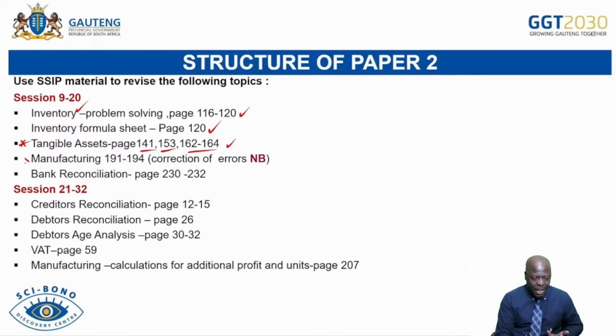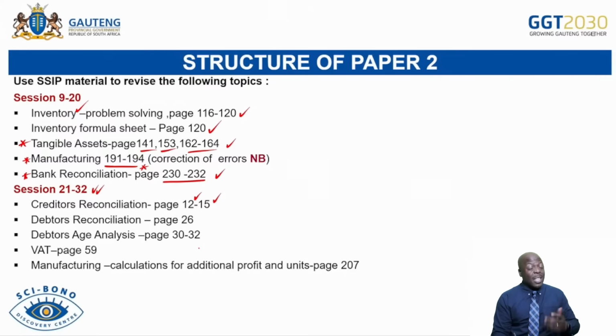When it comes to cost accounting and you're still in the SIP material, you'll find it from page 191 up to 194, as well as the correction of errors. And then when you need direction on the reconciliation, remember your BRS and all the other calculations that you may need, you find it from page 230 to 232. And then if you go on to session 21 to session 32, you will then find your creditors reconciliation, which begins from page 12 to page 15. I hope you're taking these ones down so that when you do a revision, at least they can assist you.